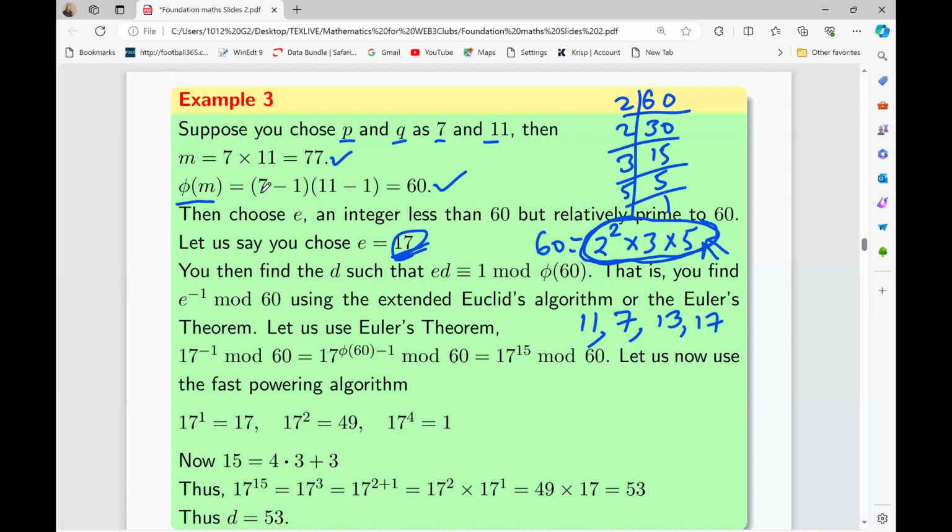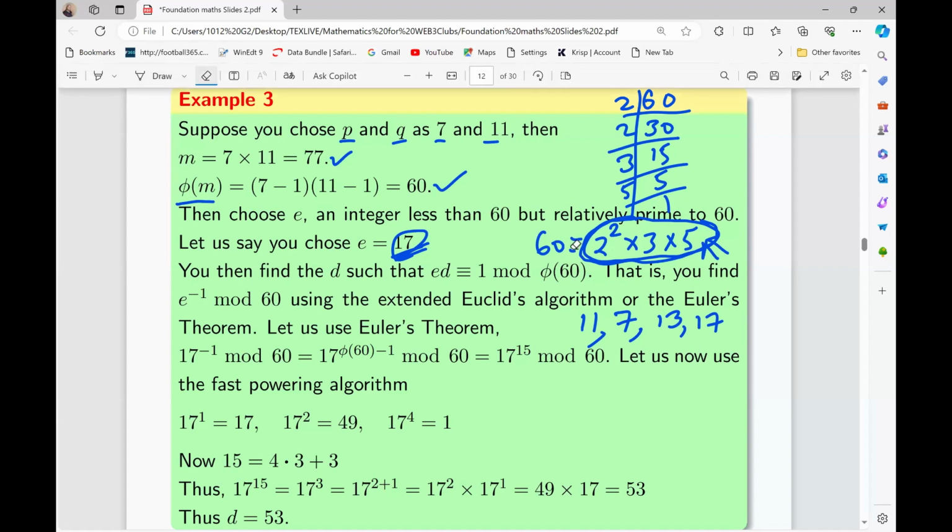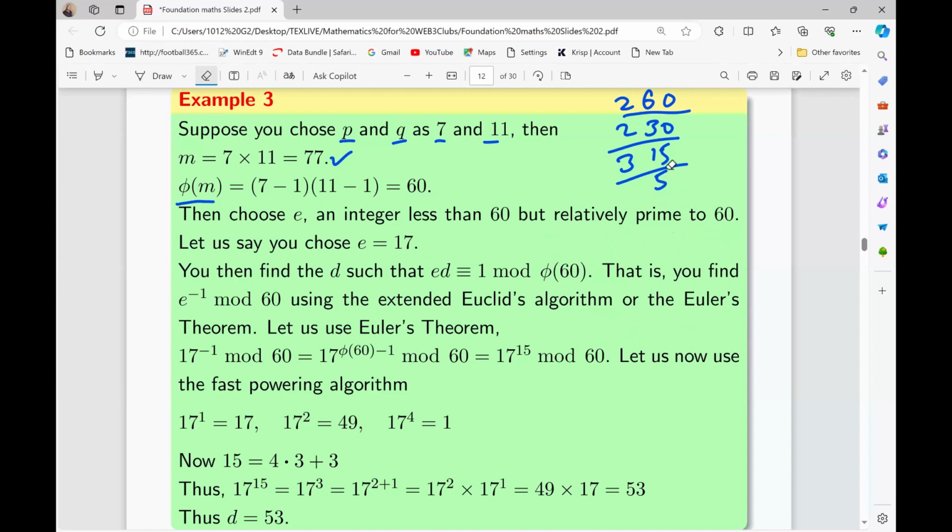So it's not difficult choosing E. You just need to know which numbers are relatively prime to 60 there. So I've chosen 17. So since it's us now who wants to get the message, after choosing this 17, we are then supposed to get the inverse of 17 mod phi, which is 60.